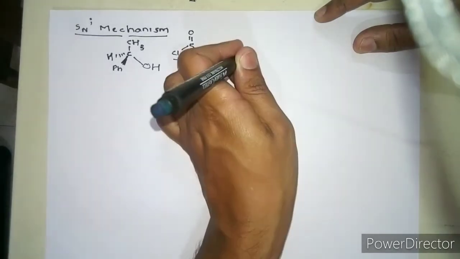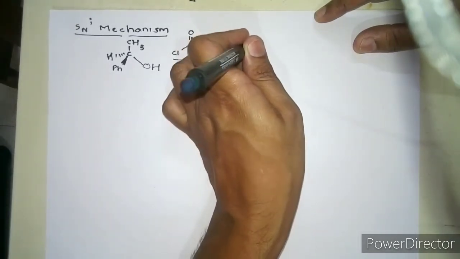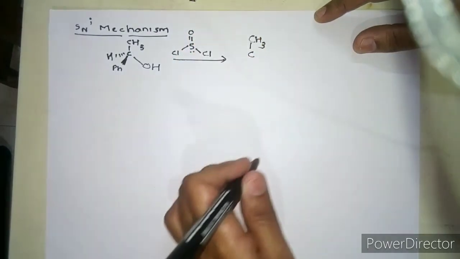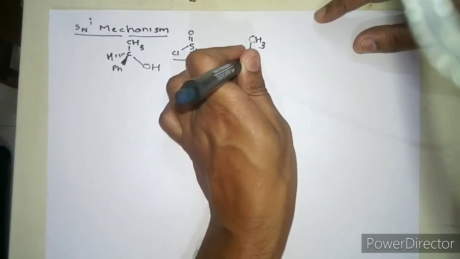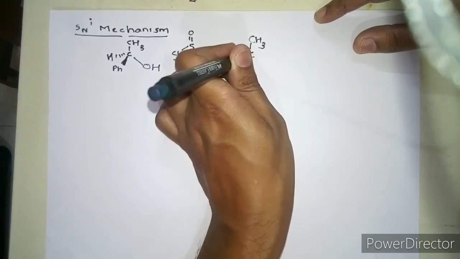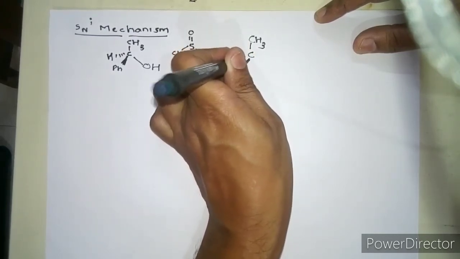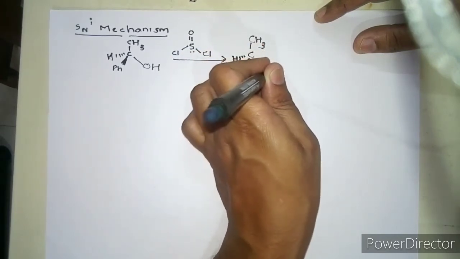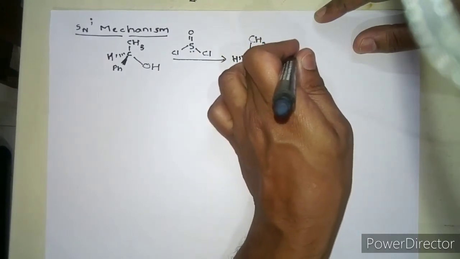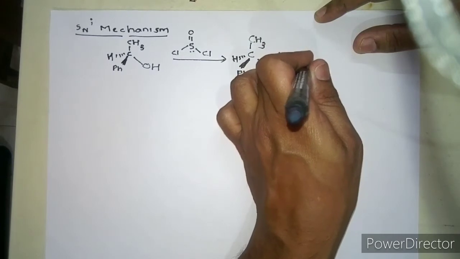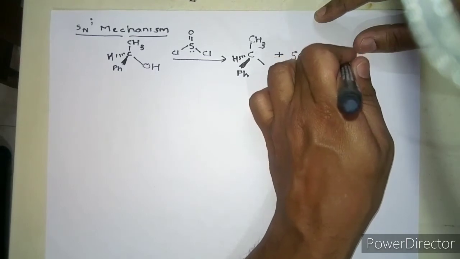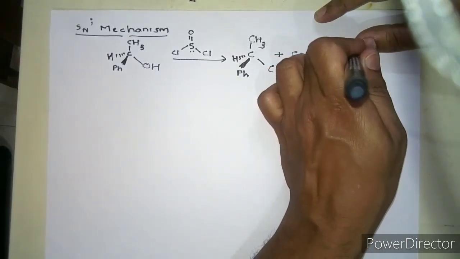Then I get the product CH3, H, Cl, plus SO2 plus HCl. These are the gases.